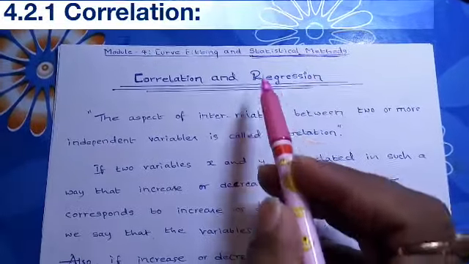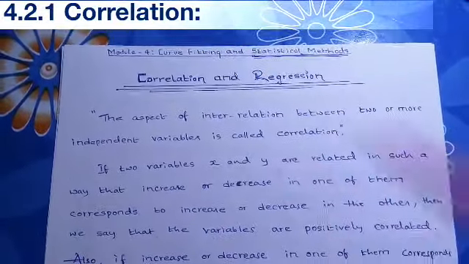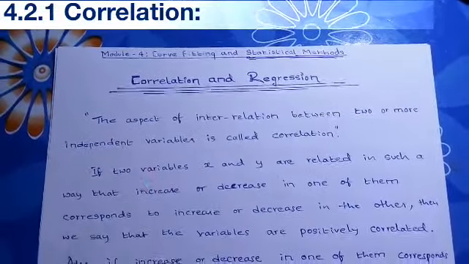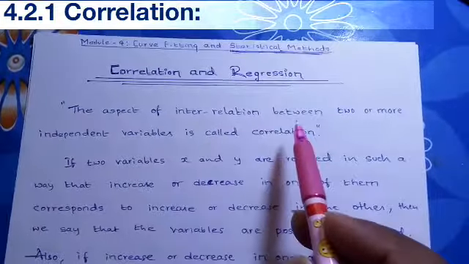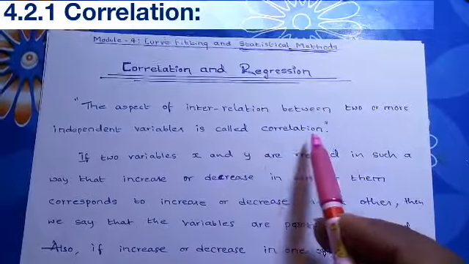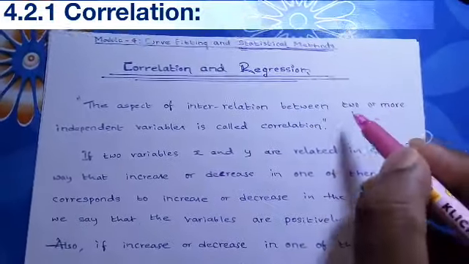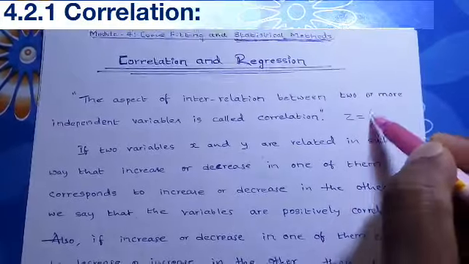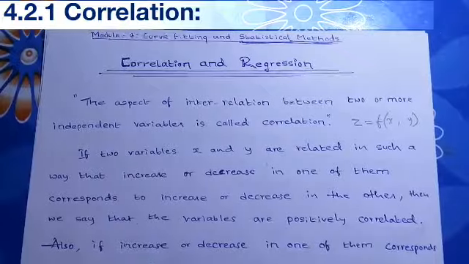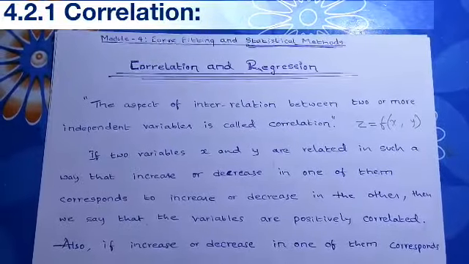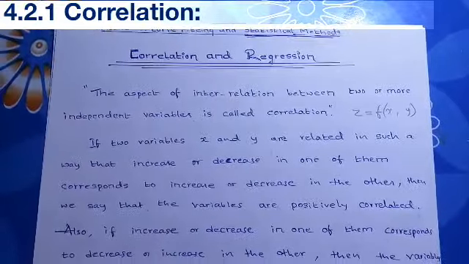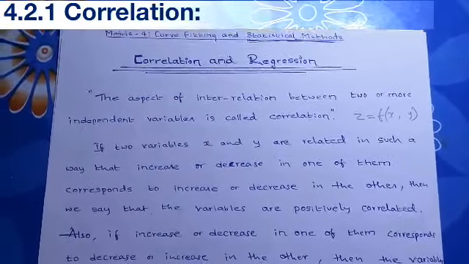In the statistical methods part, let's see the concept of correlation and regression. Here, the aspect of interrelation between two or more independent variables is called correlation. It means that suppose z is a function of two or more variables. Assume that z is a function of two variables x and y. Then the method of obtaining the relation between the independent variables x and y is called correlation.